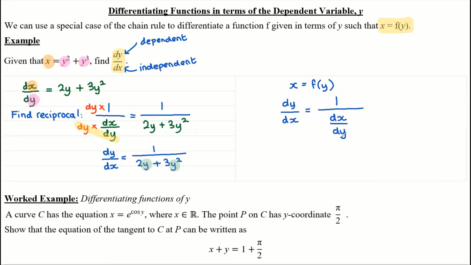So just to finish that little example off, just make this look really important, because this is going to be useful in the next worked example. So maybe just put it in a box, highlight it, whatever it is you like to do to make these things look important. And then we can do a worked example using this technique.